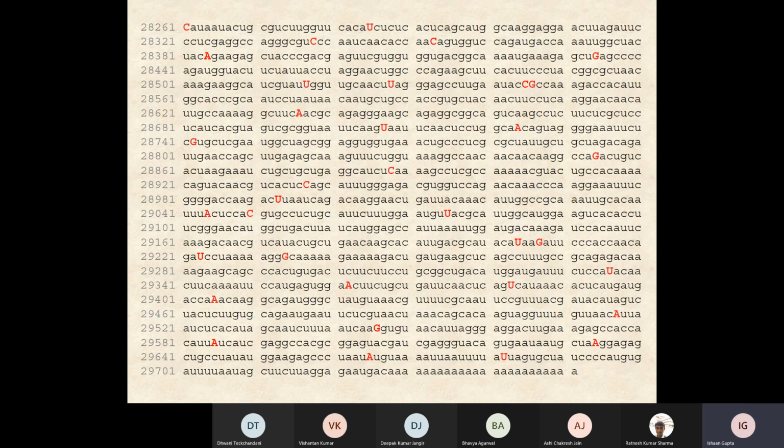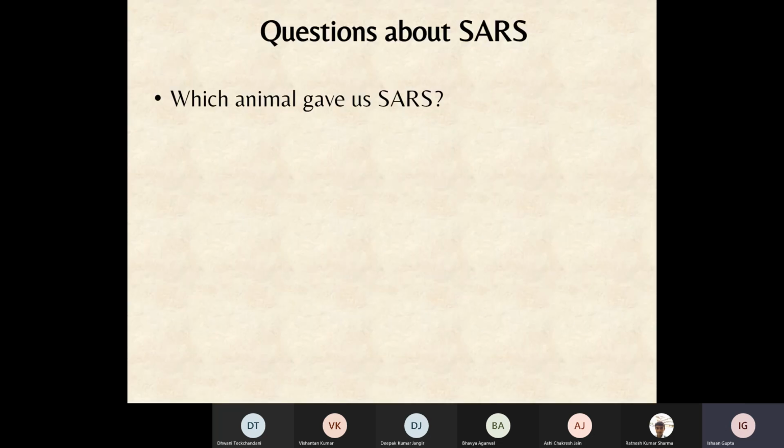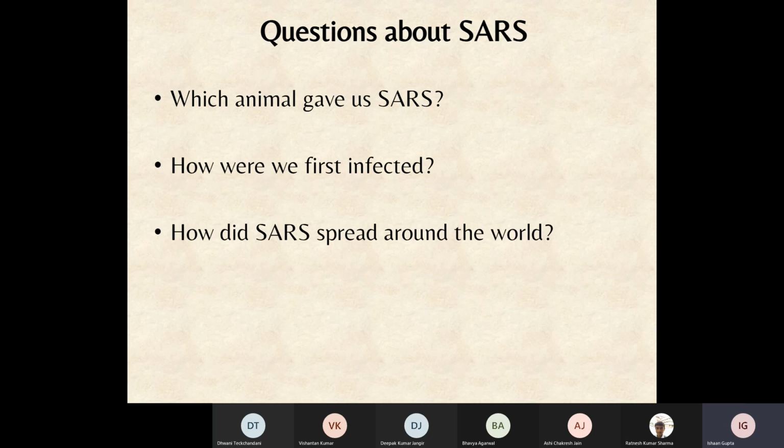So initially, people were trying to understand exactly where the virus came from. And before the SARS virus, there was another virus that had an outbreak. That was the bird flu, or H1N1. And people were trying to figure out where that virus came from. And this is essentially what we are also going to talk about. So the questions that we are going to try to answer in this module are: which animal actually gave us SARS? Who were the people who were first infected? How was the first human infected? And how did SARS spread around the world?